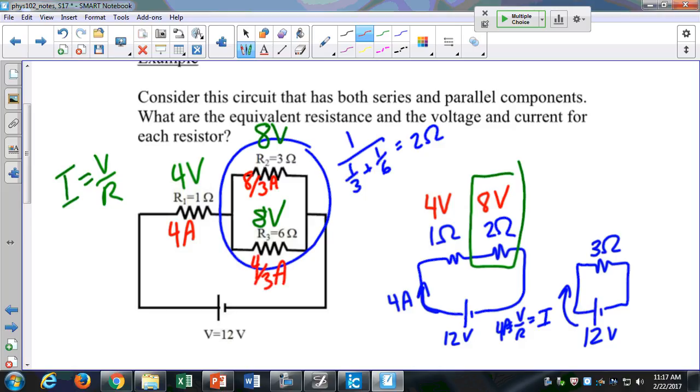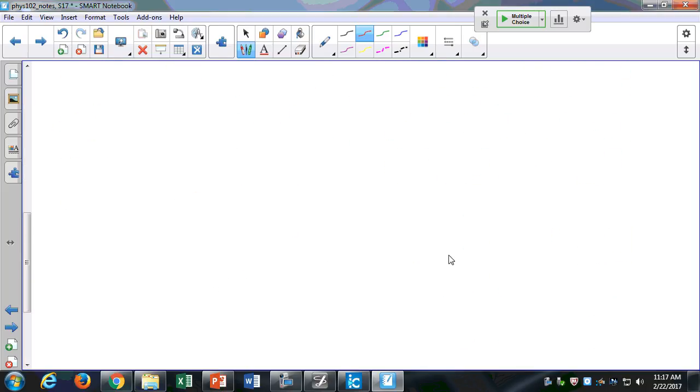And notice, my goodness, notice that 8/3 and 4/3, what does that add up to? It adds up to 4, right? Because this 4 amps splits up into 8/3 and 4/3 amps. It has to, the junction rule. Okay?